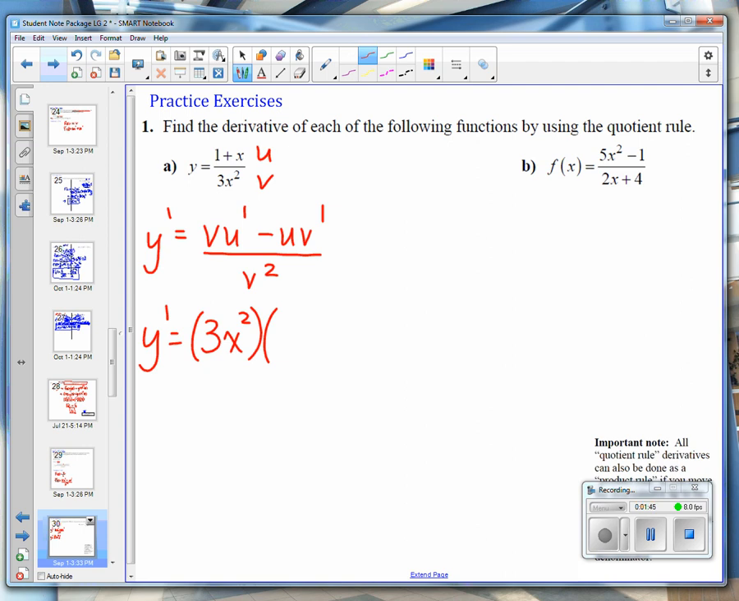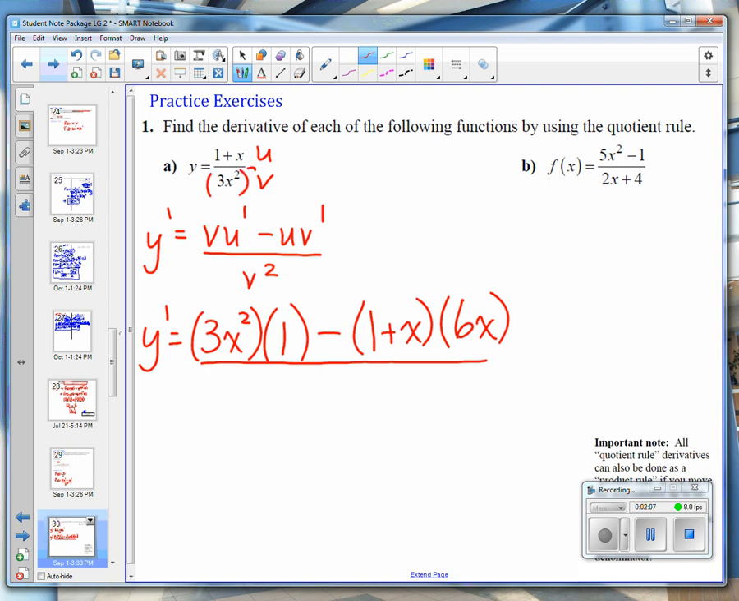So guys, 1 is going to turn into 0. X is going to turn into 1. 0 plus 1 is 1. Minus u times the derivative of my denominator, which is going to become 6x. All divided by v squared, which is just literally 3x squared squared. So it's going to just become 9x to the power of 4.